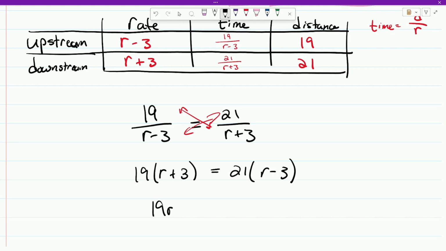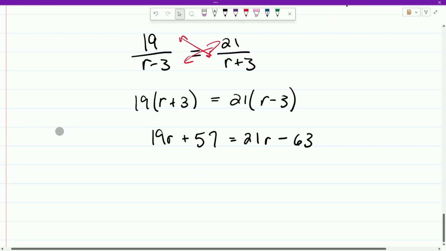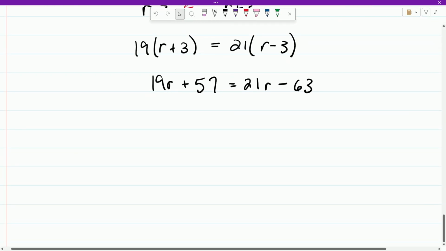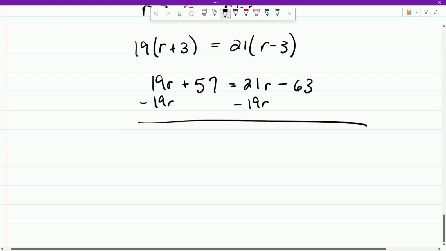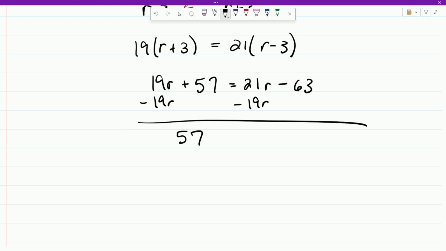That gives me 19r plus 19 times 3 is 57. And then 21r minus 63. From here, let's get our r's together. So I'll subtract 19r from both sides. It's going to give me 57 equals 2r.